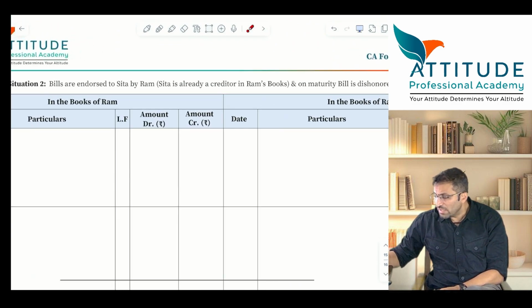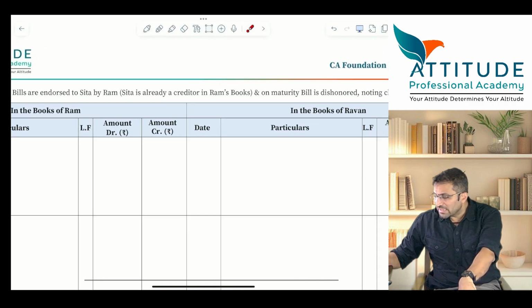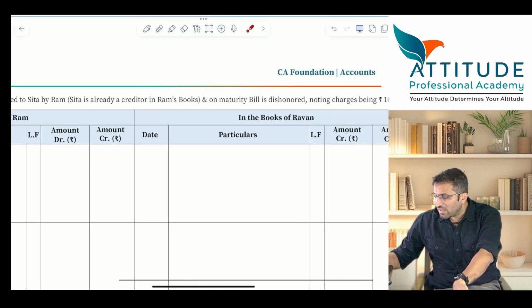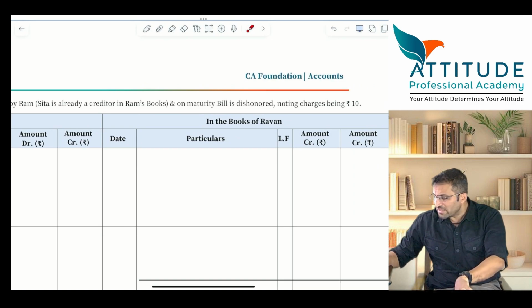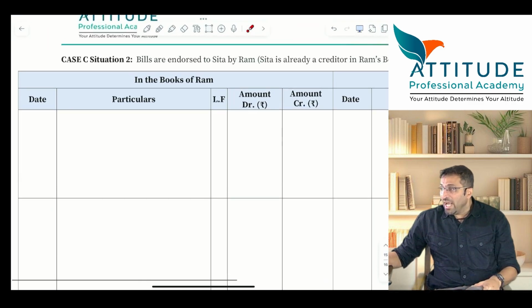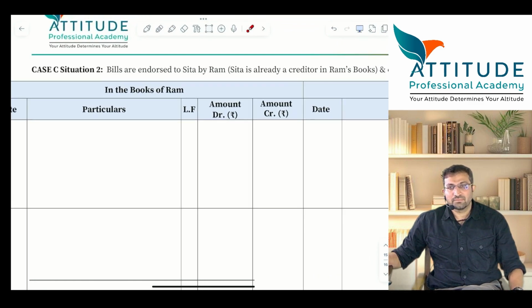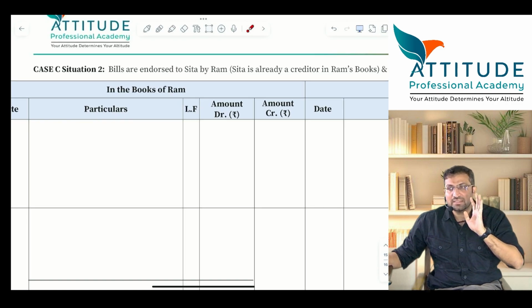Case C, situation 2. Bills are endorsed to Sita by Ram. Sita is already a creditor in Ram's books, and on maturity the bill is dishonored. Noting charges rupees 10. Okay. Now I'll give you exactly 5 minutes. Do it.